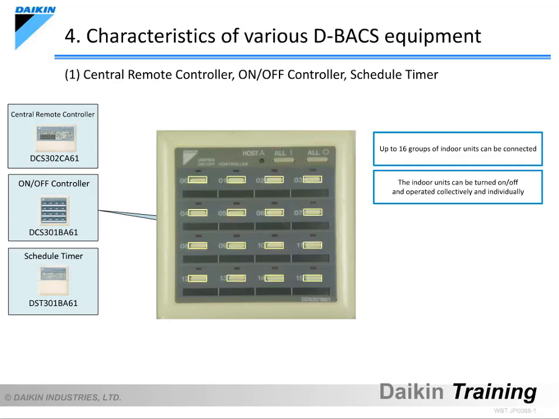When turning the indoor units on or off individually, use these individual on/off buttons. Pressing a button once alternates the operation of the indoor unit in question between on and off. Unlike the central remote controller, the on/off controller does not have an LCD screen and only features the on/off function.